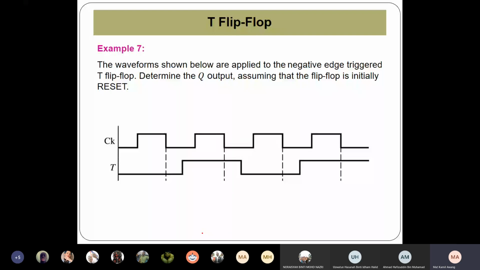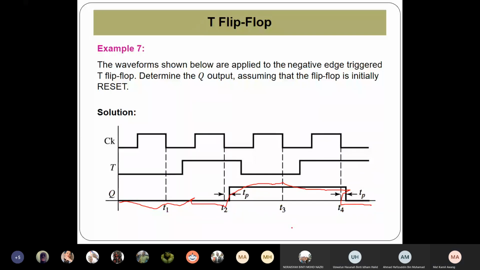Example, this is a T flip-flop. The waveform shown below is applied to the negative edge triggered T flip-flop. Determine the Q output, assuming that the flip-flop is initially reset. So it will trigger at the falling edge. It's already drawn there with the dotted line. So Q starts with a 0 and it will reach the trailing edge here. Starting from 0 here, what happened? T is 0, no change. Then after that, it toggles. Here, no change, then toggle, toggle. Something like that.